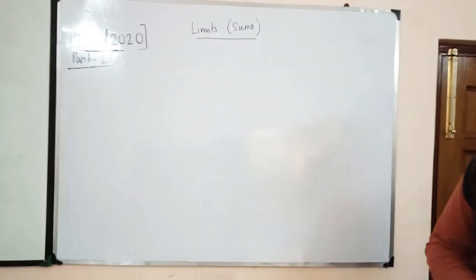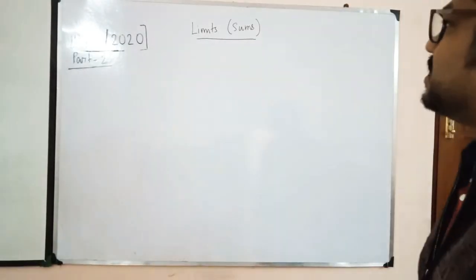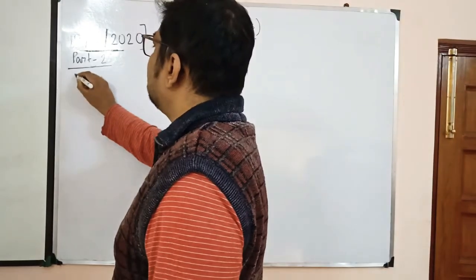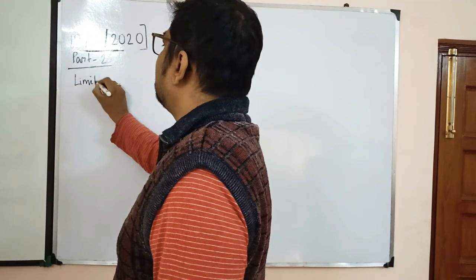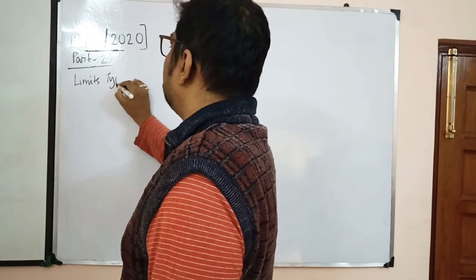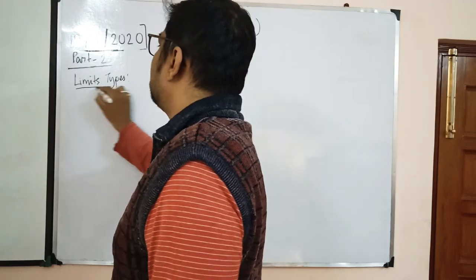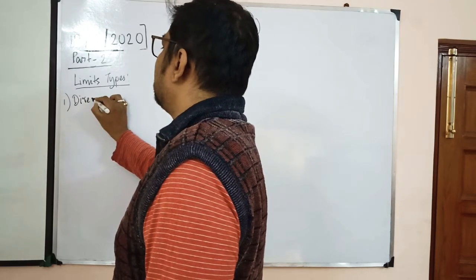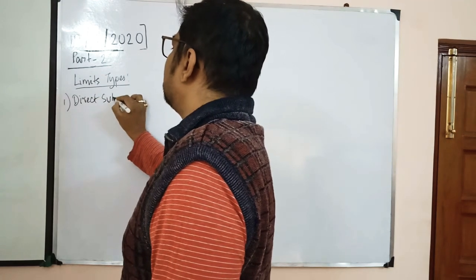I'll show you the limits, a few sums based on different types. So we write the limits types over here. The first is the direct substitution.